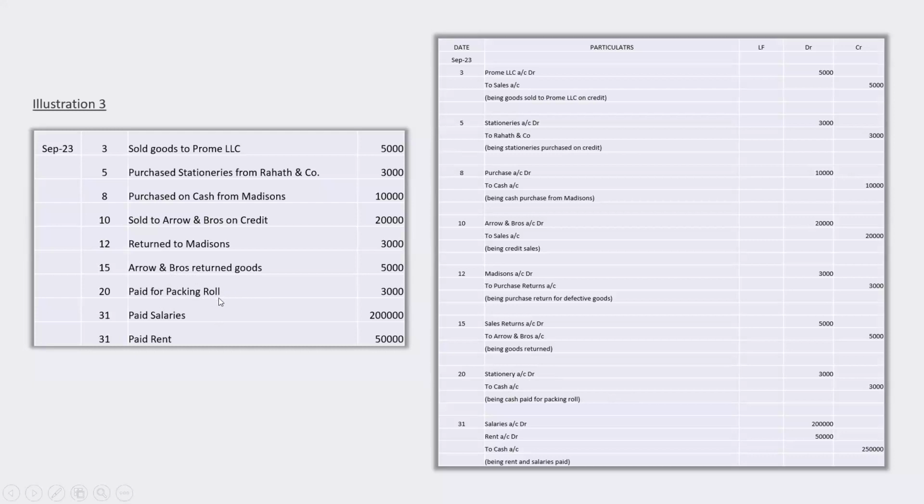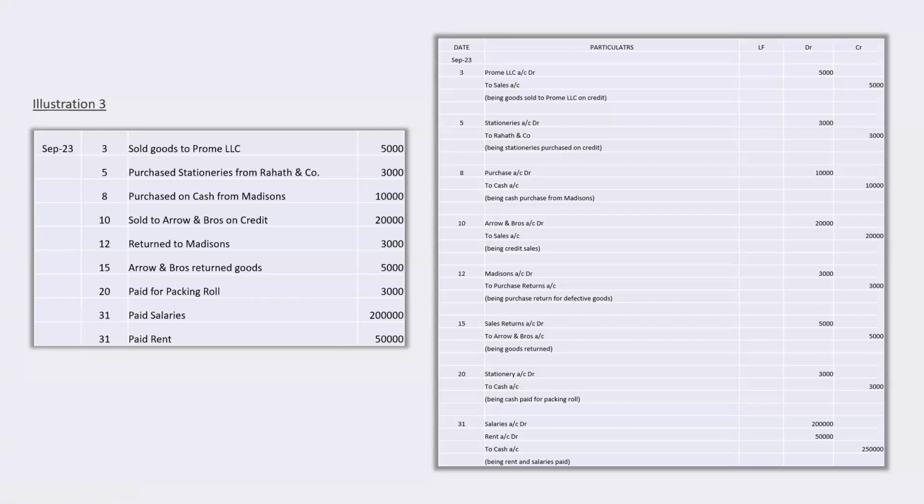Usually it's considered as a cash purchase. Buying stationery is always considered a cash purchase, like paying rent and paying salaries, where cash is involved. You cannot give it as a credit, right? So buying stationery is always taken as cash.